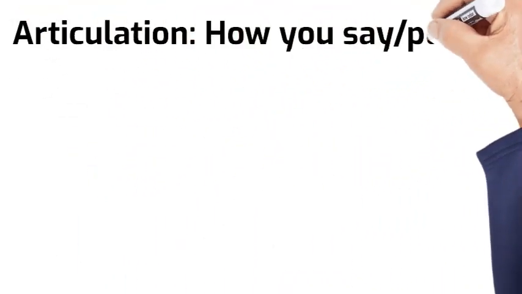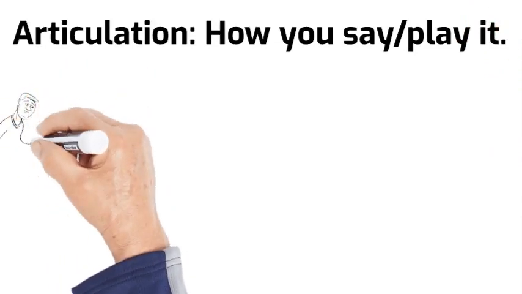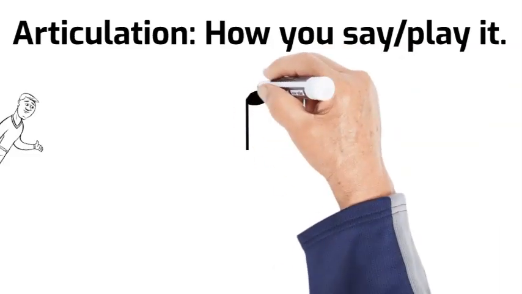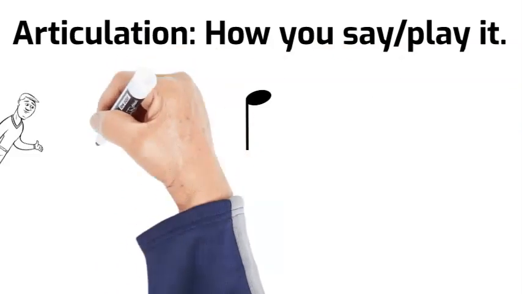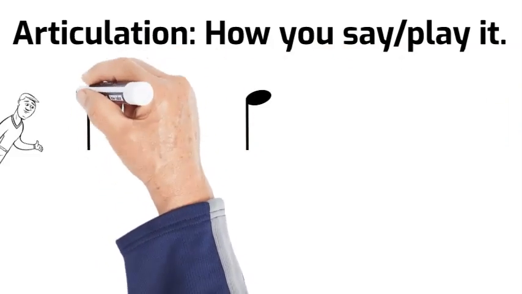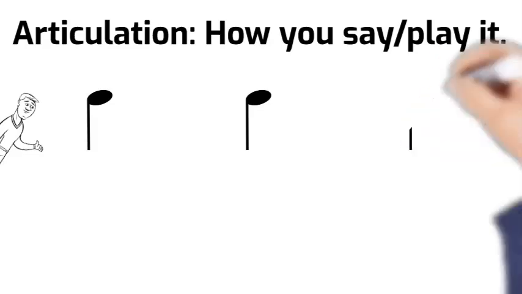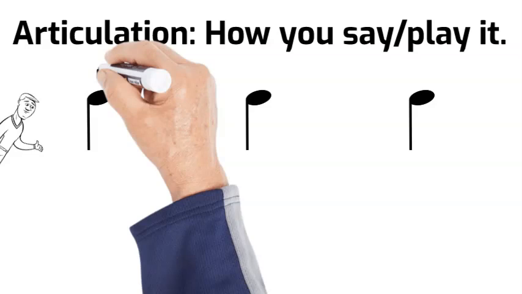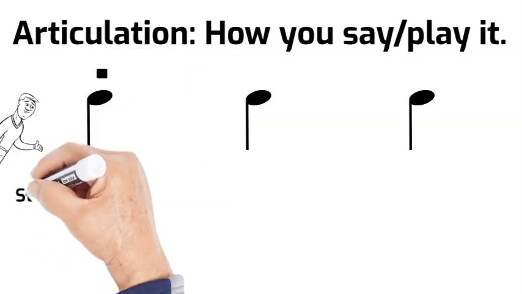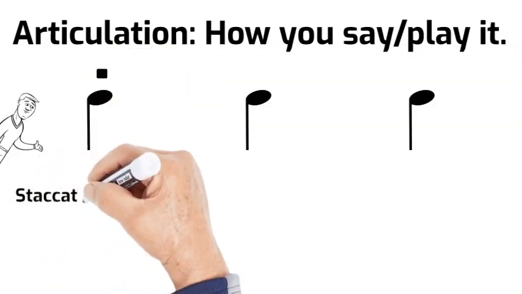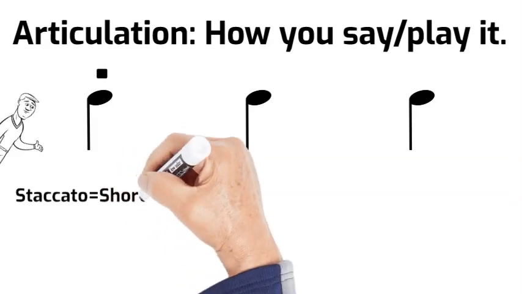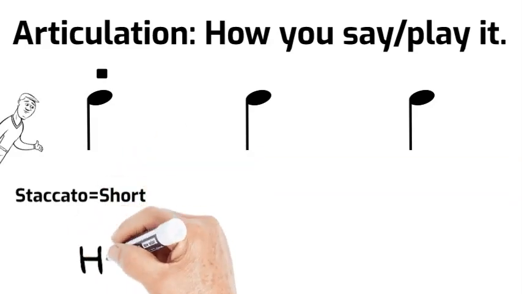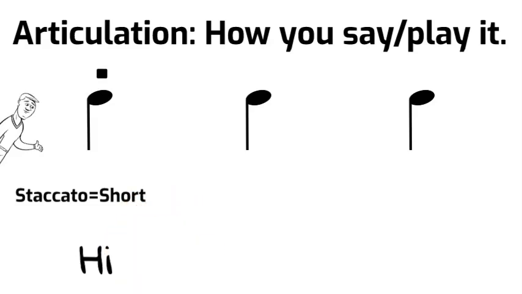Articulation is the first expressive element. It is how you play a single note in music, or in English, it would be how you say a syllable. There are a bunch of articulations in music, but the three most important for drummers are staccato, accent, and legato. A staccato symbol above or below a note looks like a dot and means to play the note short. Instead of saying hello, you might say hi.